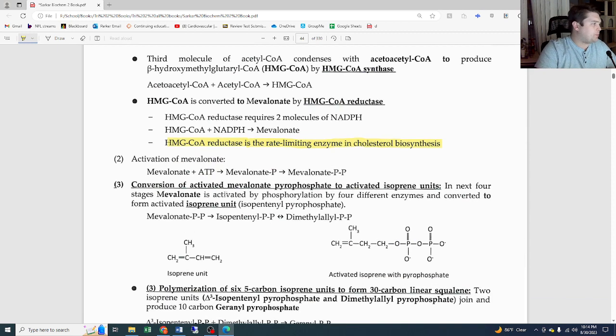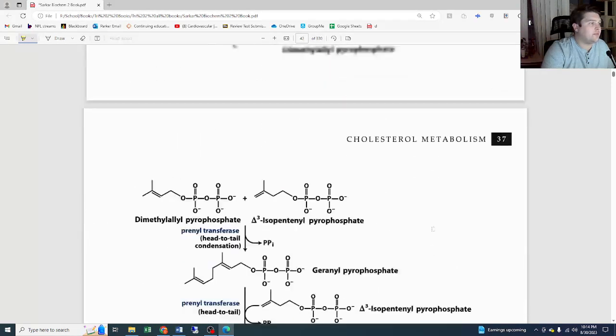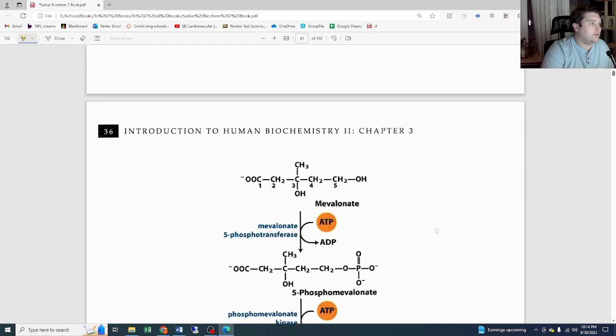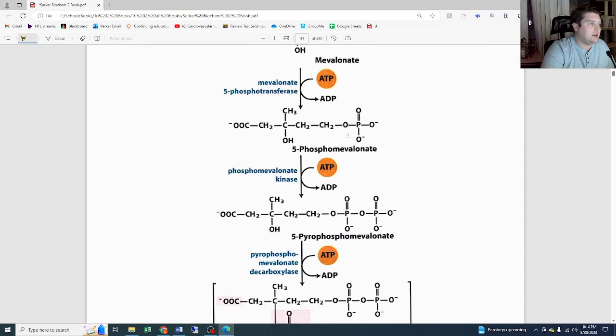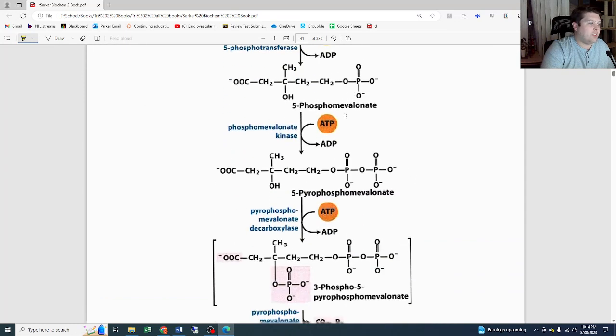Step 2, we have the activation of mevalonate. So we have mevalonate plus ATP. It's the mevalonate with the phosphate, and then there's going to be another ATP, giving mevalonate with 2 phosphates. And that's what we saw right here. The mevalonate gets 1 phosphate group added, and then another phosphate group added, and those are those specific 2 steps that we're looking at.